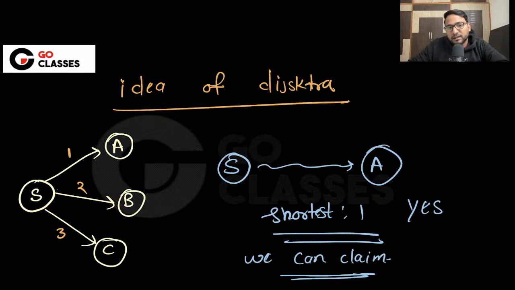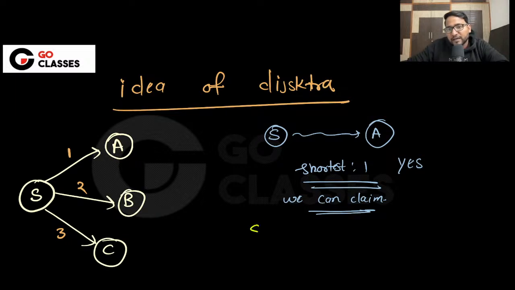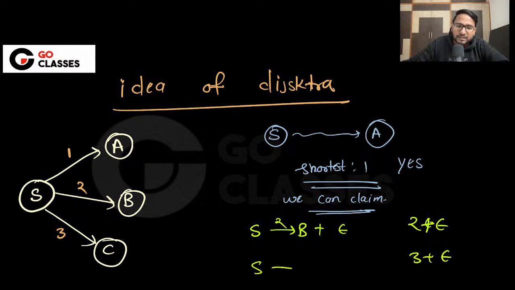See, the reason I can say this about S to A is that in future, even if you come using B, then at least you will carry 2, right? At least you will carry 2. And if you are coming from C, at least you will carry 3. So even if you expose the complete graph, then if you go S to B, you're carrying at least 2 plus something, 2 plus epsilon, or 3 plus epsilon, like this, right?